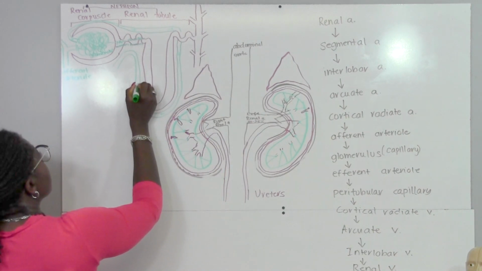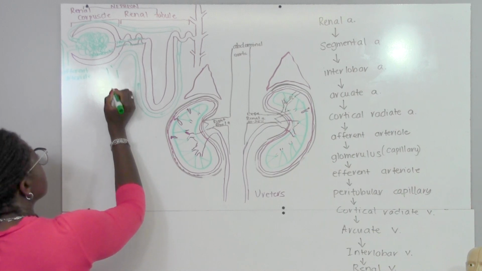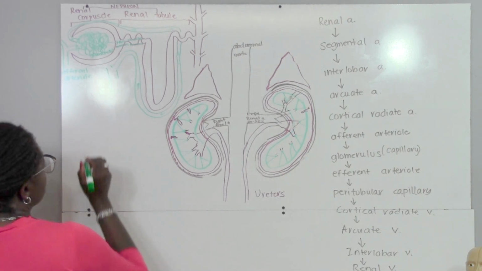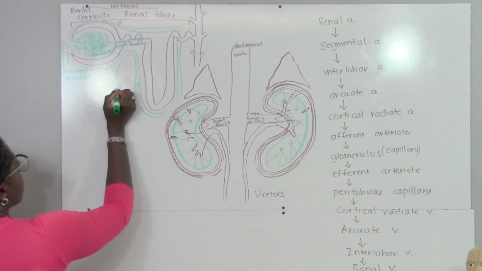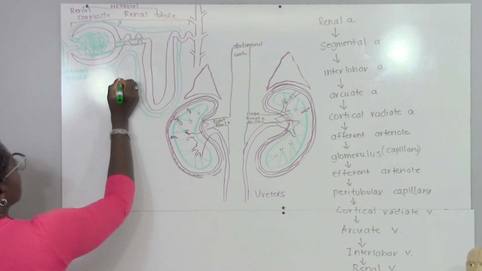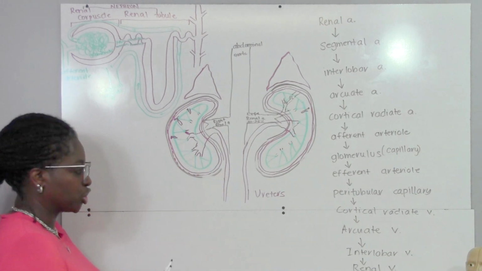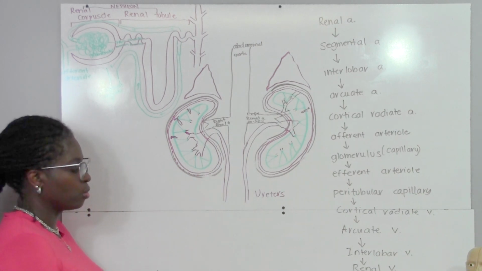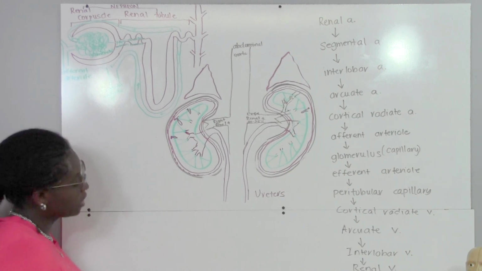And then eventually this peritubular capillary is going to merge into a larger vessel. That larger vessel is going to be the cortical radiate vein. And this is the cortical radiate vein here that's going to then merge and drain into the arcuate veins. They will merge into the interlobar veins, and then the renal vein will escape.